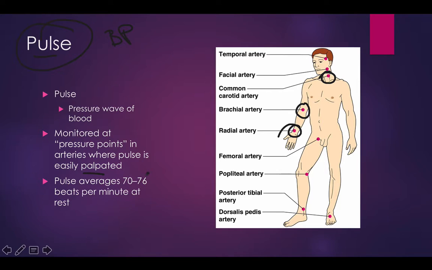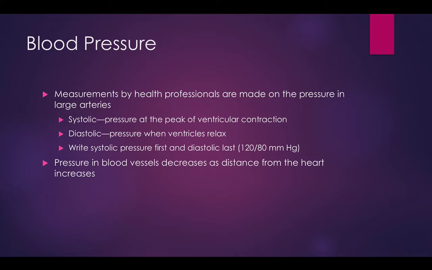Typical pulse is going to be between 70 and 76 beats per minute. I think last video I told you it was 75 beats per minute, so as long as you're within the range, the averaged ranges, you're pretty good, so don't worry too much about 72 not being a right answer. It would be. So then we get into blood pressure.